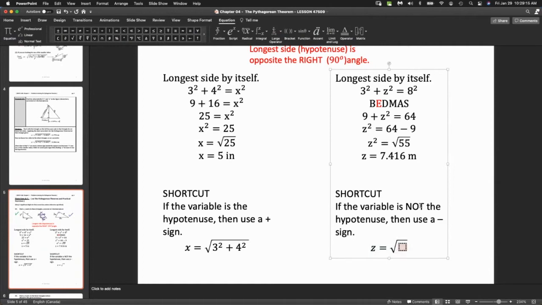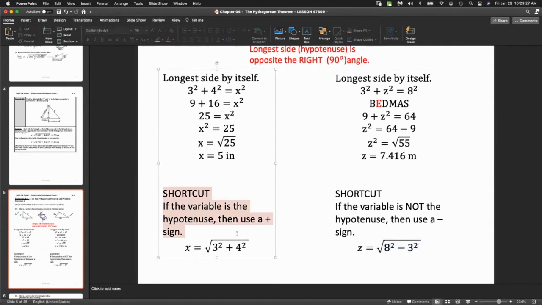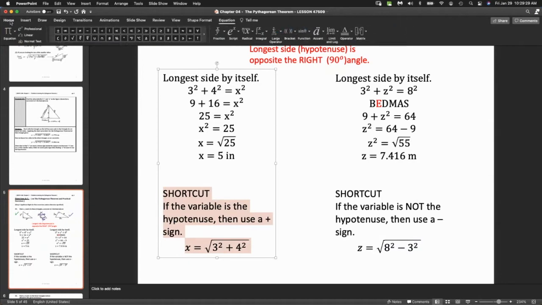So what I'm trying to say here is if you want to save yourself some writing, you can do the shortcut, which I'll highlight in green.